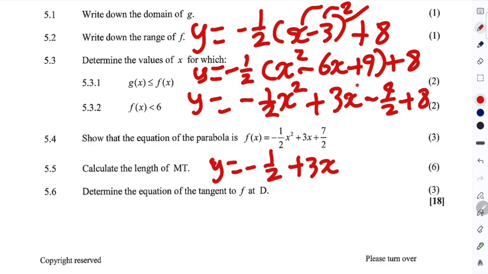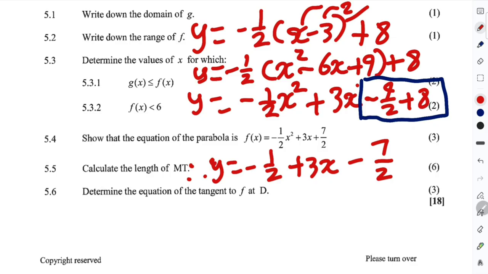Then you add this 2, negative 9 over 2 plus 8. So one way to do that is to say this is 2 times 8, that is 16. 16 minus 9 would be 7. So then the answer here would be minus 7 over 2. So therefore I've proved it.